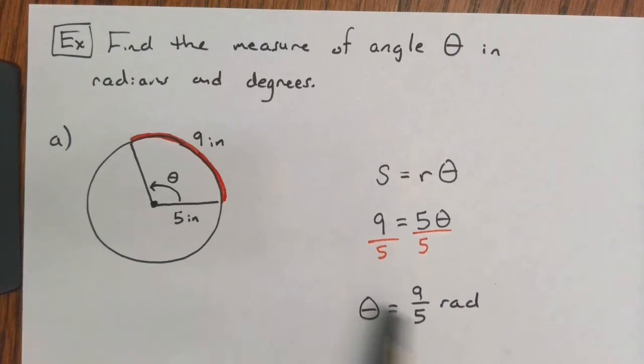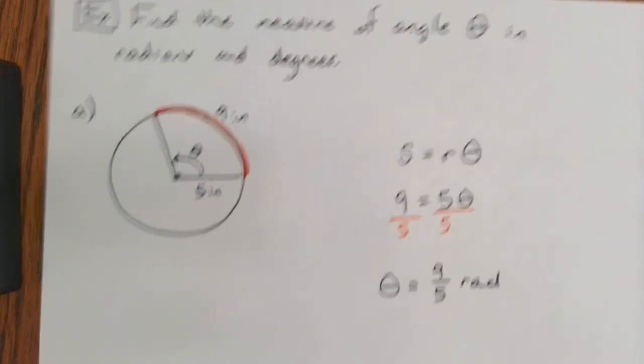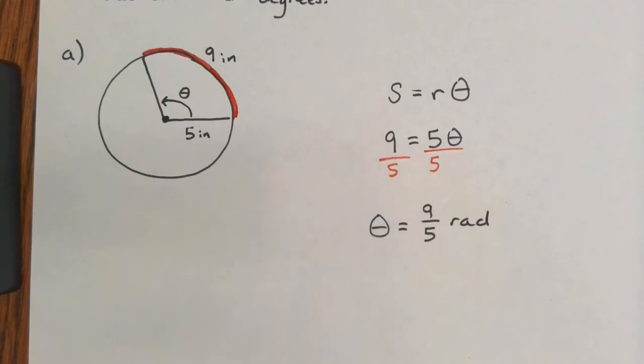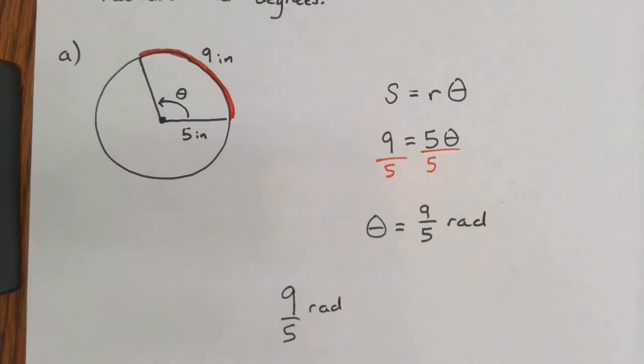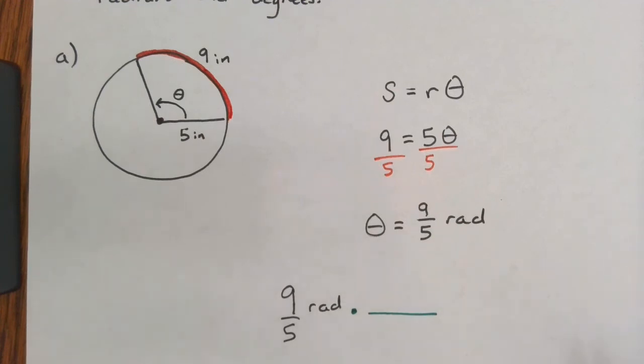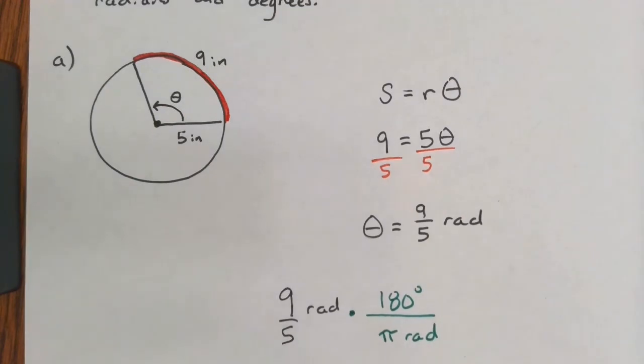We also need to come up with this same angle but in degree measure instead. So to convert from 9/5 radians into degrees, I'm going to take my 9/5 radians and multiply that by a fraction. We're converting into degrees, so I want that in the top. And the fraction that we use when we do our converting back and forth between degrees and radians is 180 degrees and pi radians. Those are the values we use.